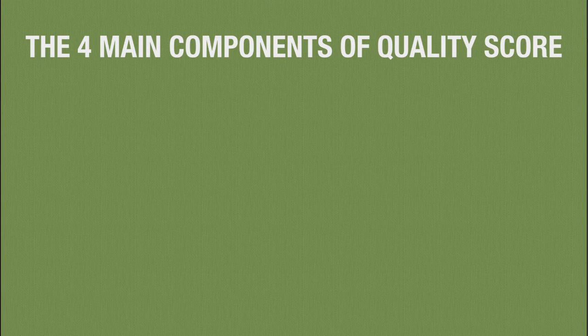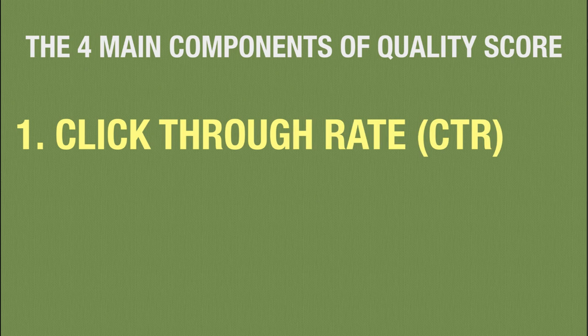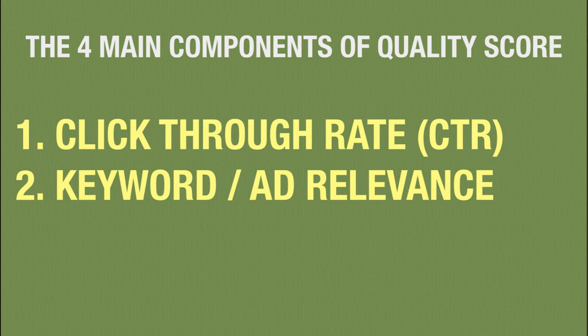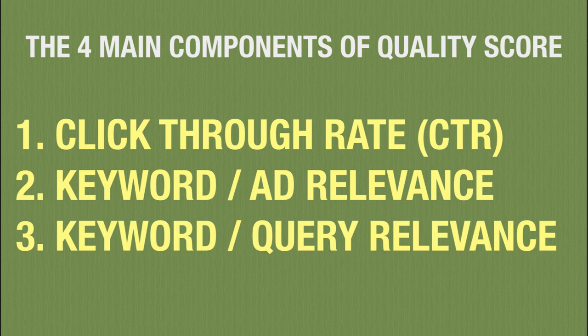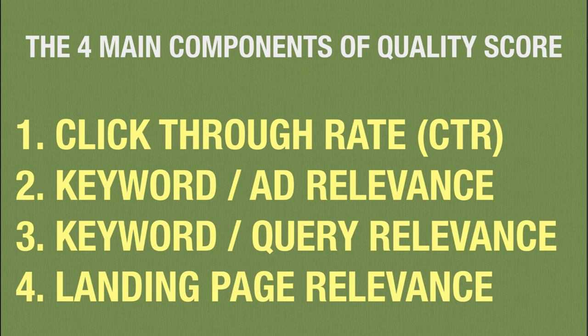There are four main factors that Google considers when calculating keyword-level quality score on the search network. Click-through rate is the number one most important of them all. There are a number of important details to discuss here, and we'll get back to them shortly. The second factor is the relevance between the keyword and the actual ad text. The third factor is the relevance between the keyword that triggered the ad impression and the actual query the user typed into the Google search box. And the fourth factor is what we'll call landing page relevance. Let's take a closer look at each of these factors individually.